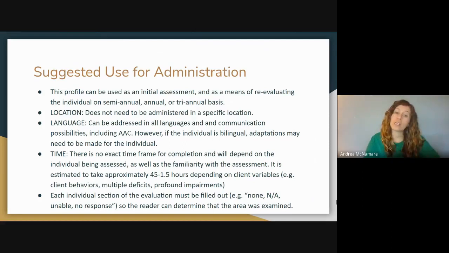Each individual section of the evaluation does need to be filled out. So even if there's a section that does not apply to your individual, then you can just check the box that says none or not applicable. So a reader will be able to determine which area was examined.